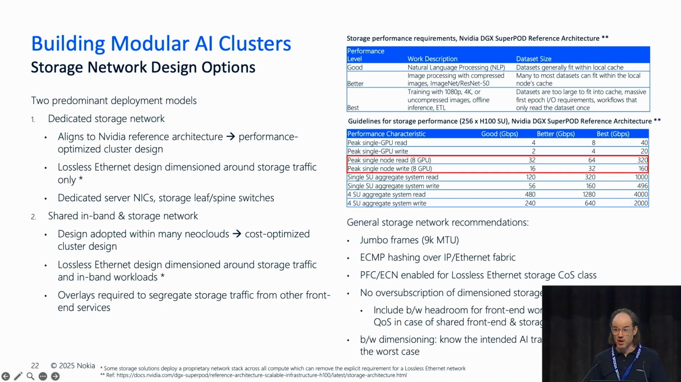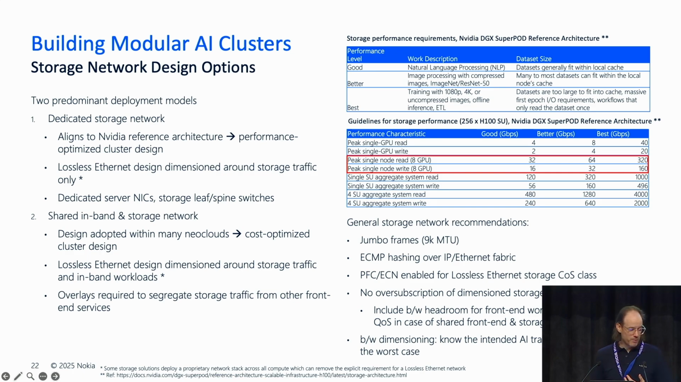As you look to the design of these storage fabrics, there are 2 predominant deployment models. Number 1 is to have a dedicated storage network. This aligns to the NVIDIA reference architecture. It's a more performance-optimized cluster design. In general, it still relies upon lossless Ethernet, and you have dedicated storage NICs and storage leaf and spine switches as well.